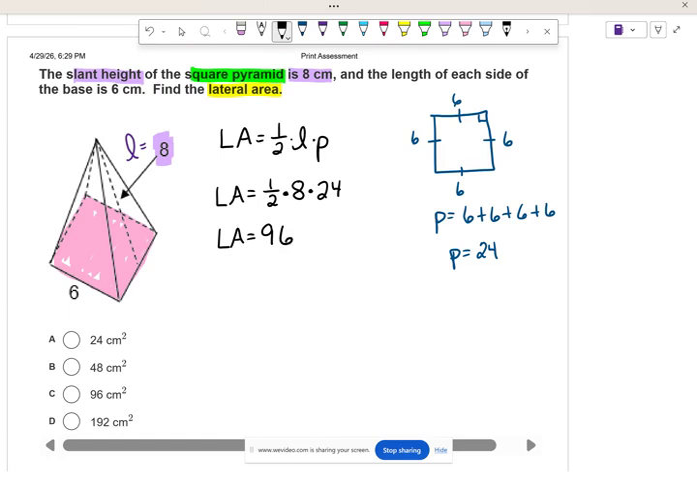Everything was being measured in centimeters up here. So the lateral area would be 96 centimeters squared. That would be answer choice C.